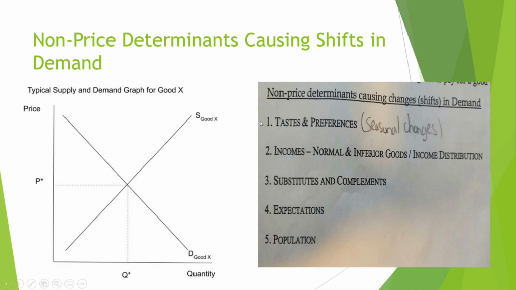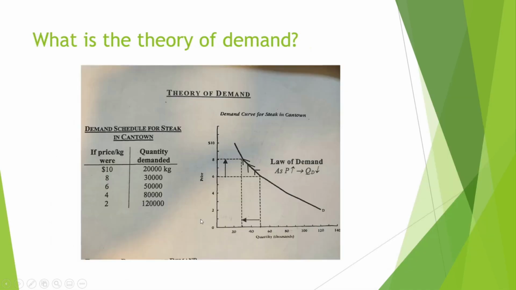So hopefully that made sense, and you guys understand these 5 non-price determinants that cause shifts in demand. Once again, it's important to remember that these are the only things that actually shift the demand curve. While price, on the other hand, only causes movement along the demand curve. So that's the main takeaway for today.